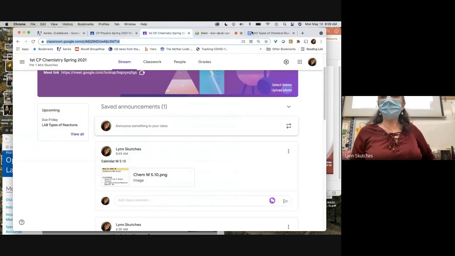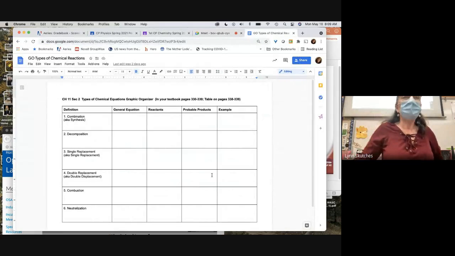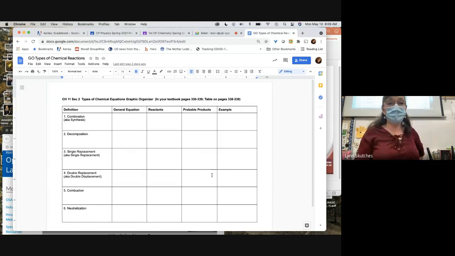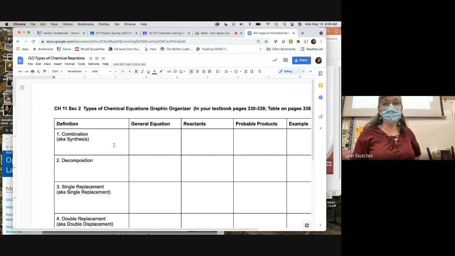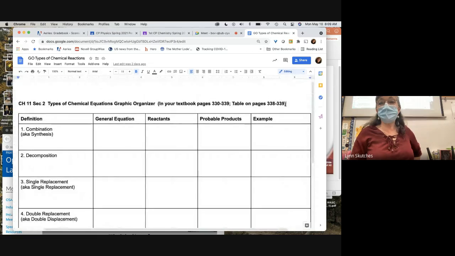Okay, so you should have this little beauty in your classwork. It's not super easy for me to do this typing and talking, so I'm just going to tell you that you can fill this in. It's a good thing to know all this stuff.